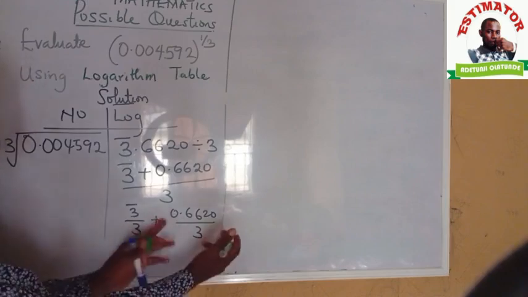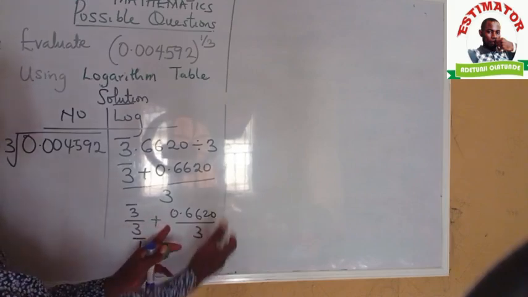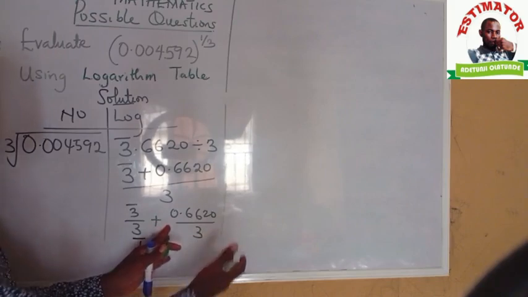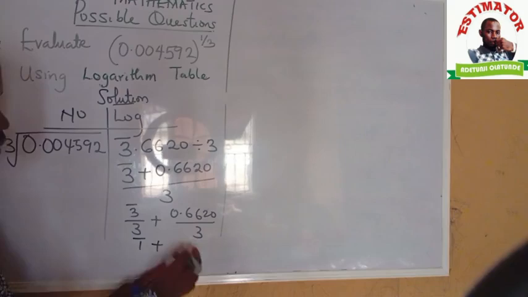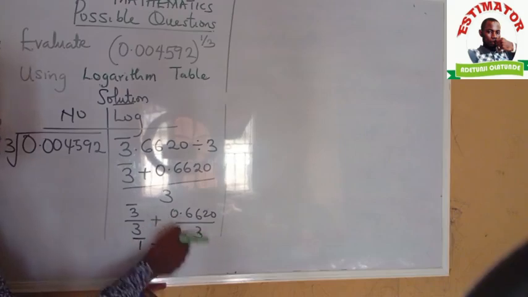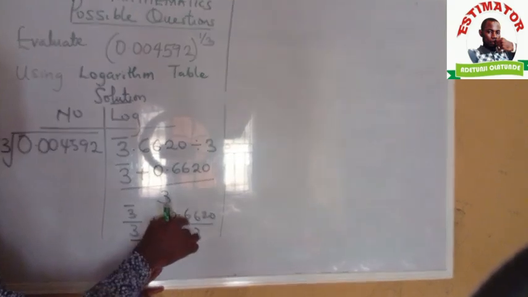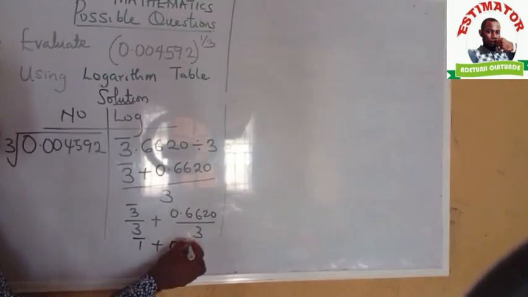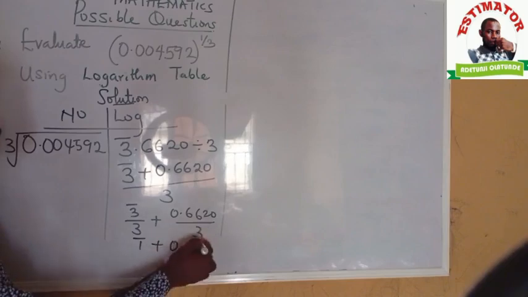Now here, if you like, you can use calculator to do it. If you like, you can also go ahead to do it the way you understand your division. You will still get the same answer. So if I divide this thing now, so 0 divided by 3, I'll be having 0 point. Are we there? This is 2. 6 divided by 3 is 2.